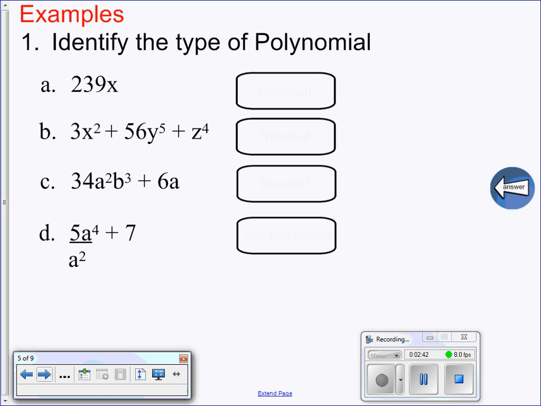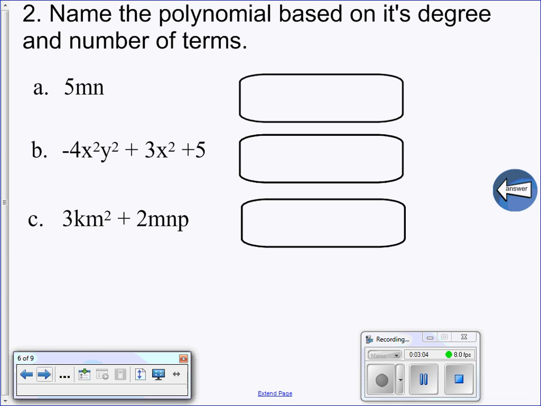So identify the type of polynomial. This one is a monomial, it's just one term. The next one actually has 3 terms, so it's a trinomial. The third one is a binomial. And the last one is not a polynomial because we can't have that division going on.